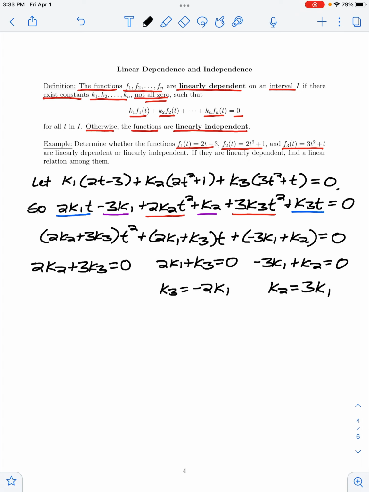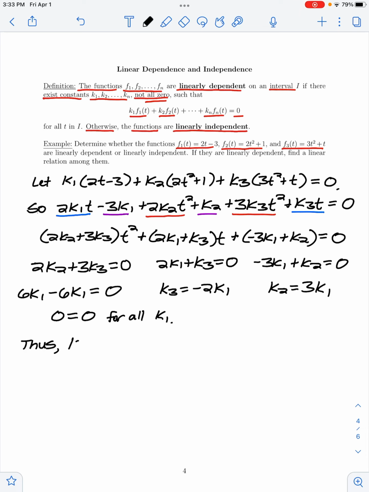And so if I take those expressions and substitute into my first equation, I have 2 times k2, so that would be 6k1, plus 3 times k3, which would be negative 6k1, is equal to 0. And we see here that regardless of the value of k1, well, this first equation is always satisfied. So regardless of what I choose for k1, that first equation is always true.